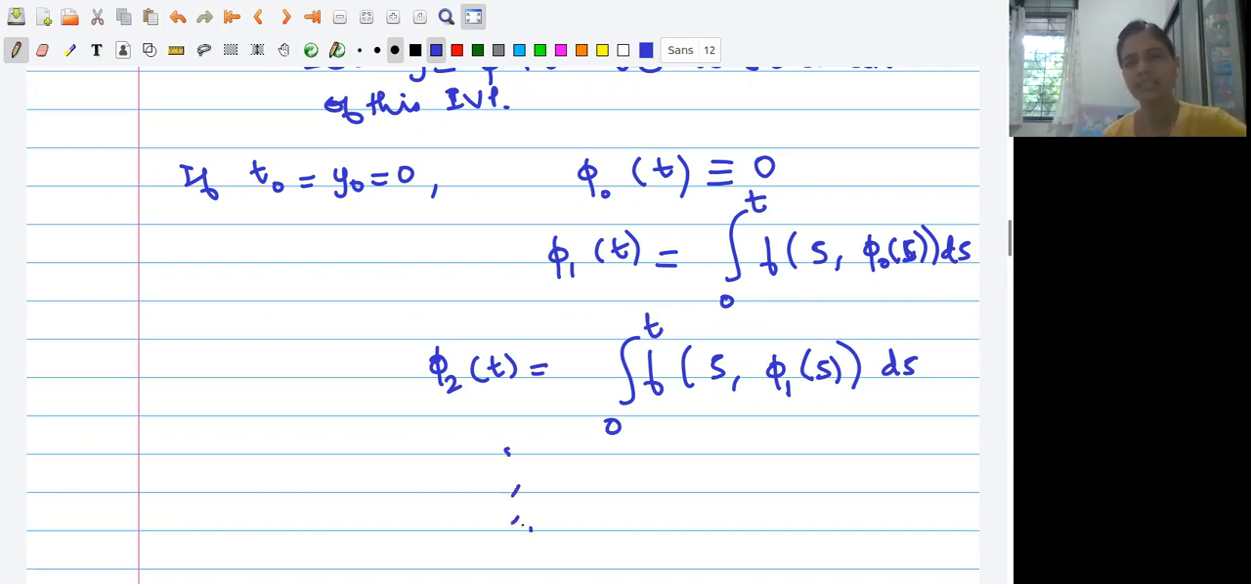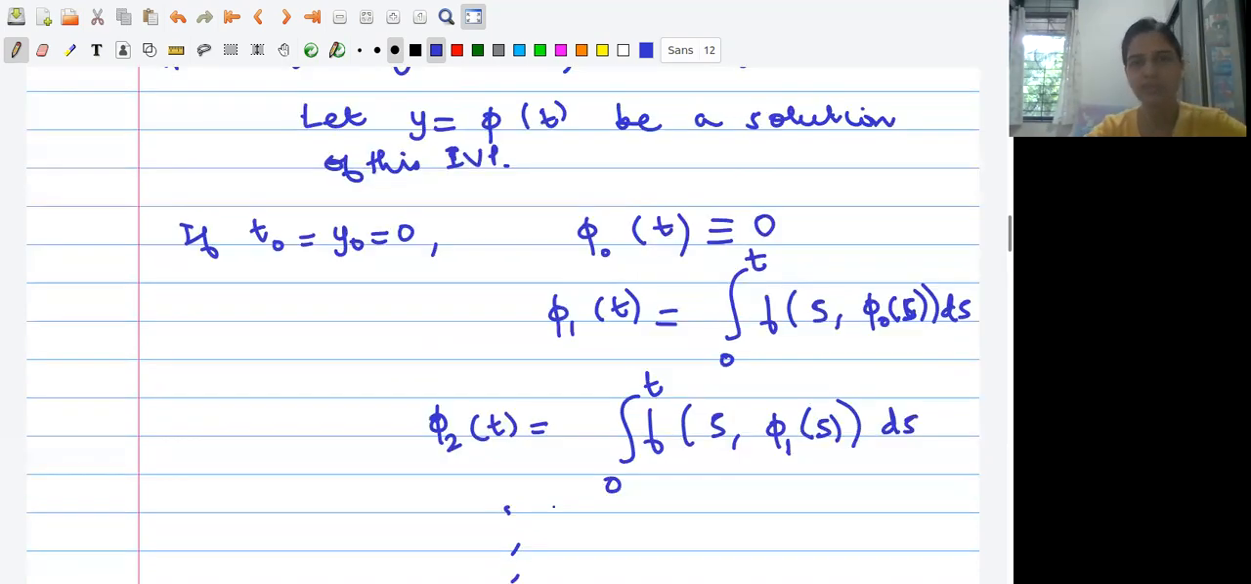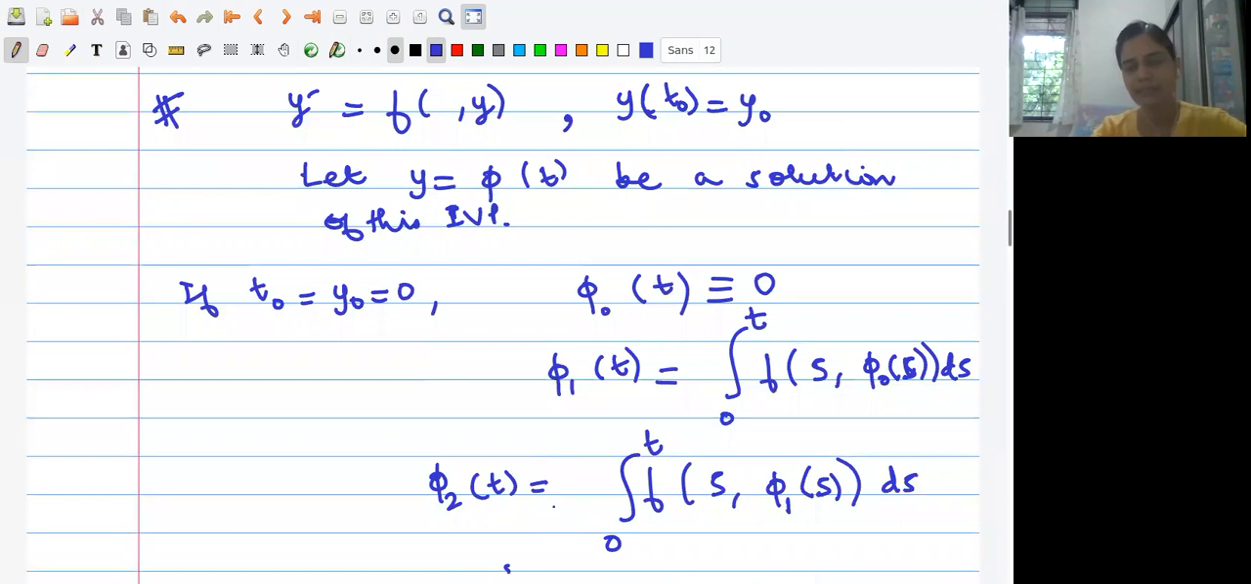And how are these iterates constructed? The iterates are constructed so as to satisfy the initial condition, at least, which is the case in each of those I have written here, and in the hope that in the limit we will get a solution, right? So there's some general theory there.